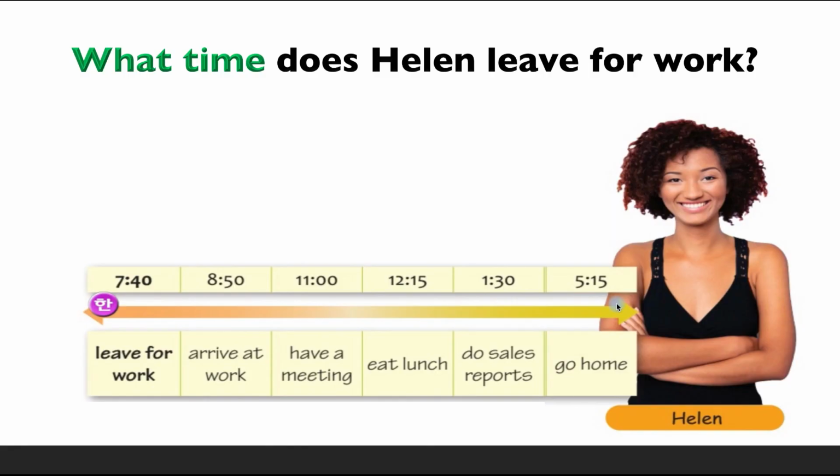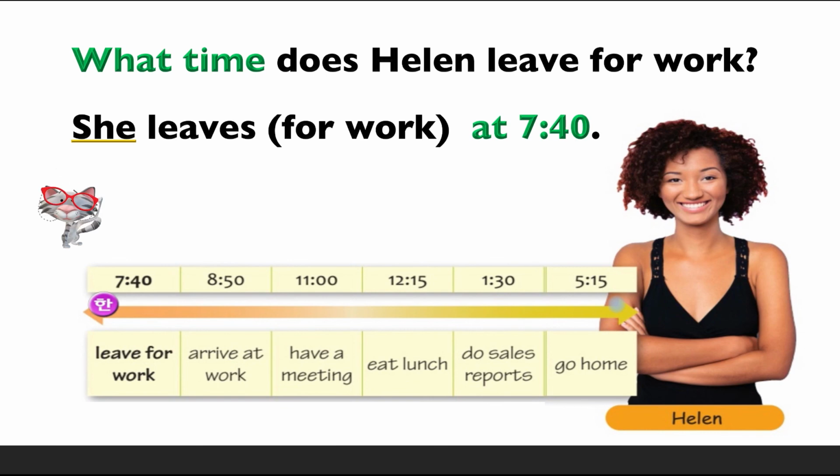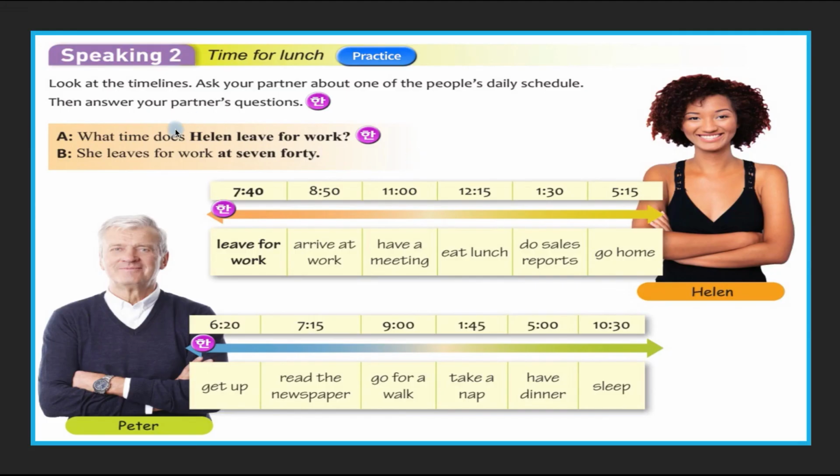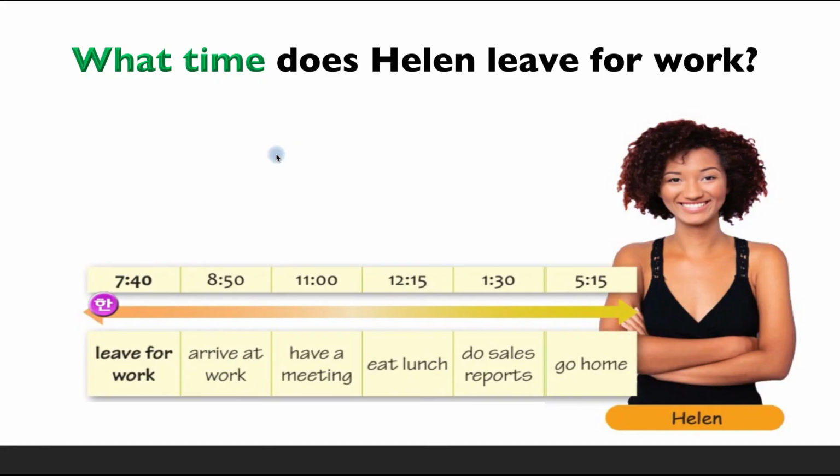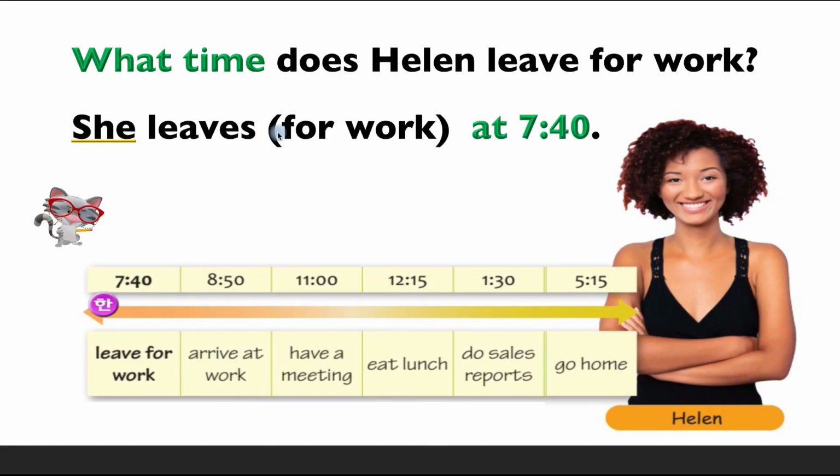So what time does Helen leave for work? She leaves at 7:40. So she leaves for work at 7:40. I really have to write this down carefully because this is homework. In my example, I put parentheses around "for work" because technically that's optional as it's already in the question. It's repeating, and we don't want to repeat things.